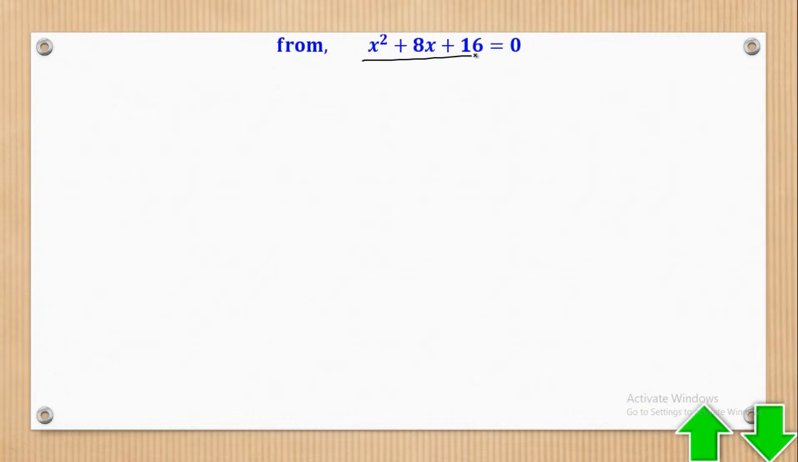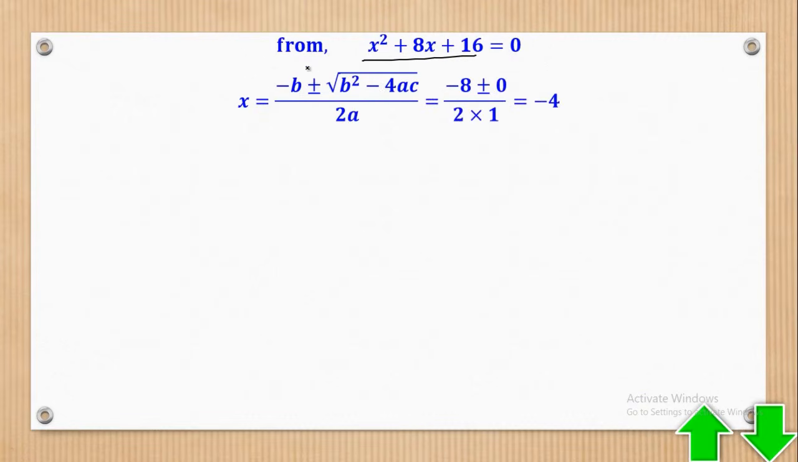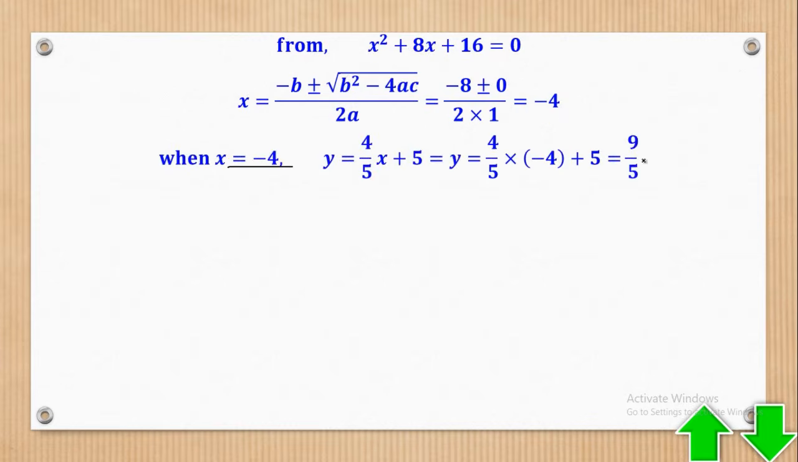Now from this one, I'll be able to get the point of contact, which is the x-coordinate. So this is a quadratic equation, so I can use the discriminant method, and I already know that the whole of this discriminant is equal to 0. Therefore, I'll come up with the value of x as -4. Now when x is equal to -4, I'll come up with y as that. So that is the point of contact.